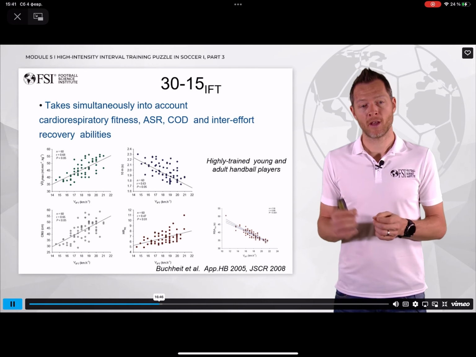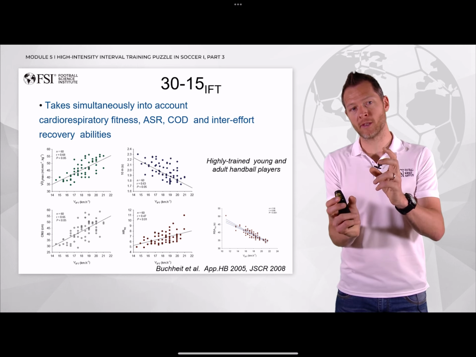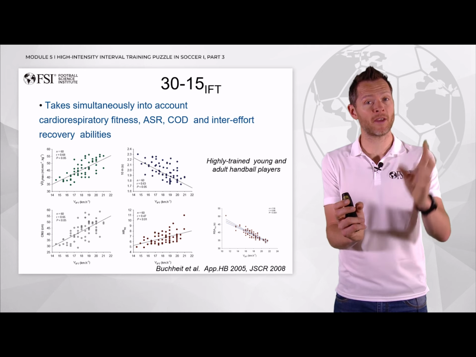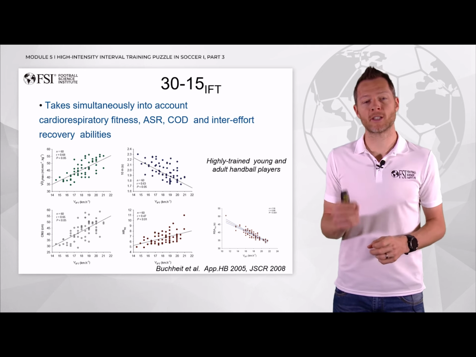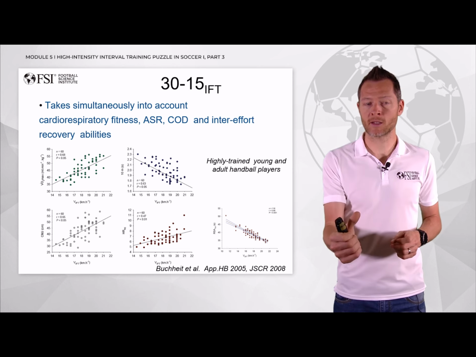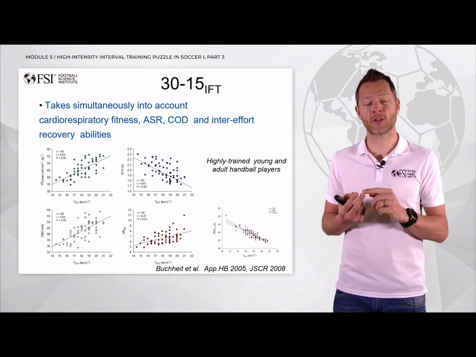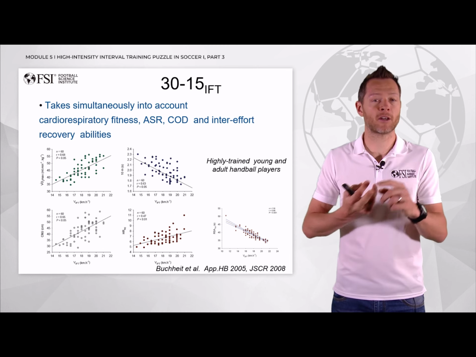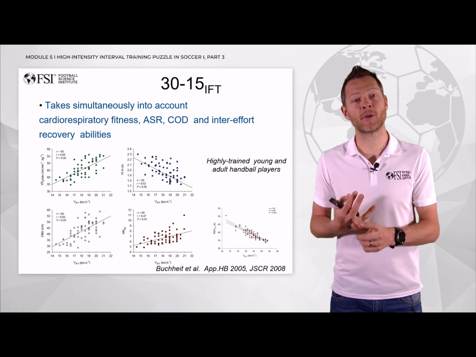There is a correlation between, obviously, VO2 max and the speed reached at the end of the 30-15, which we call VIFT, which was the main objective. But there are also some correlations with 10 meter sprint times, some correlation with CMJ, some correlations with an index of heart rate recovery, for example, and even with repeated sprint ability.